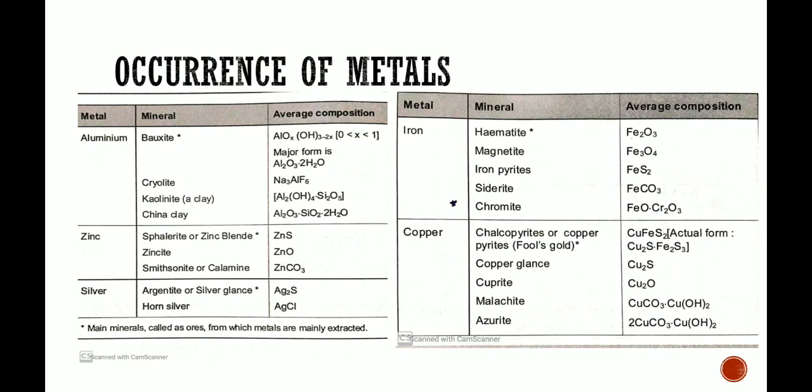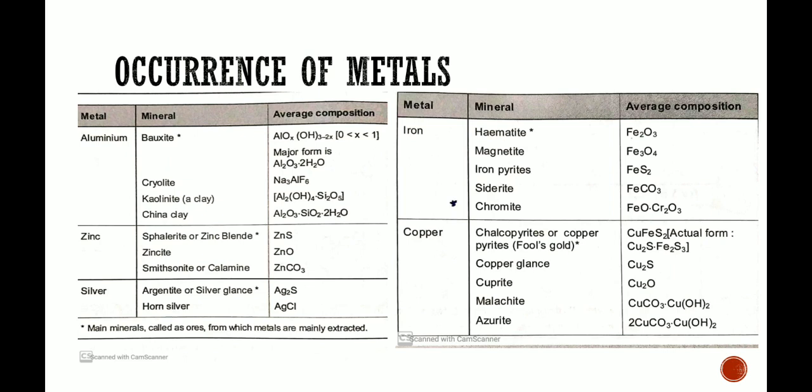So, let us discuss the occurrence of the metals. Metals generally occur in the form of their oxides, sulfides, carbonates, sulfates, halides, etc. Principal minerals of some metals are listed, as you can see on the screen: aluminium, zinc, silver, iron and copper.